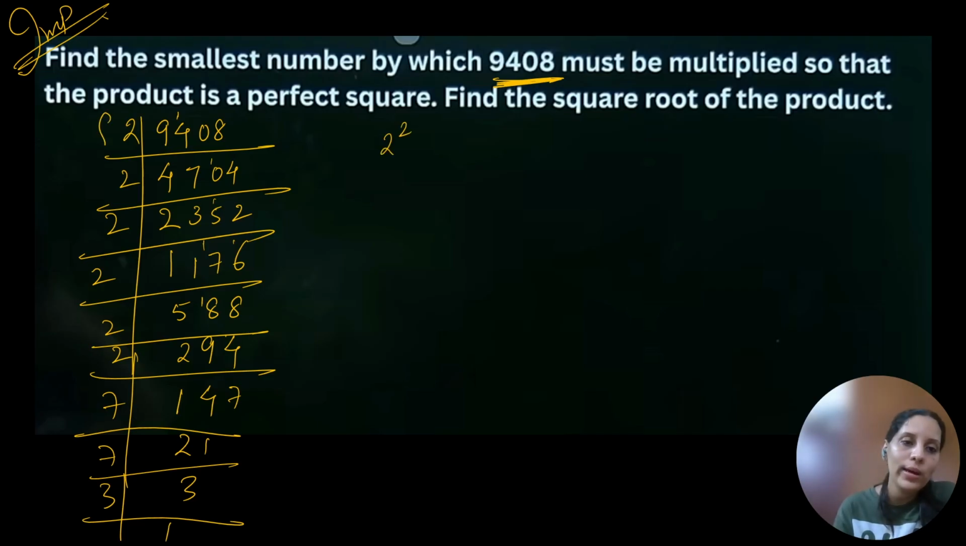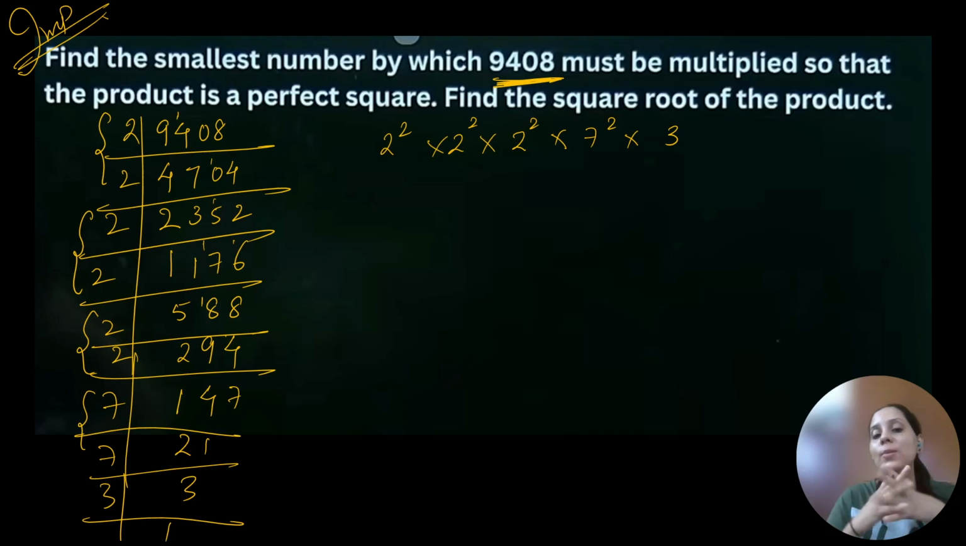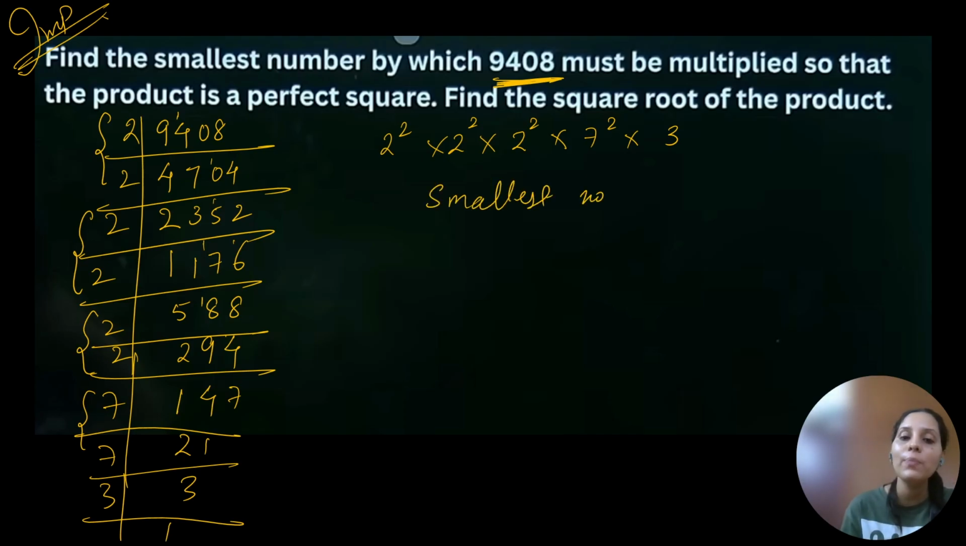You have 3 pairs of 2 square, you have 1 pair of 7 square, and 3 is left. 3 doesn't have its pair. So when a number doesn't have its pair, it is not a perfect square. Now, what is the smallest number that I need to multiply so that it becomes a perfect square? So the smallest number that needs to be multiplied is 3.